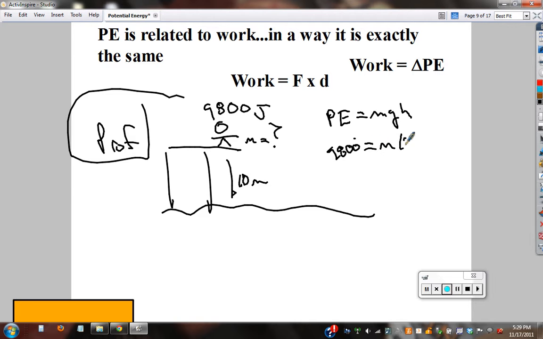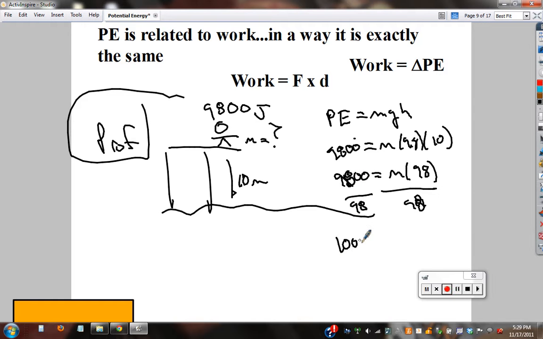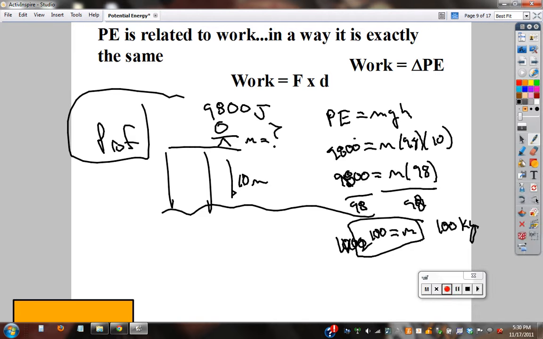9,800 equals mass times 9.8 times 10. 9,800 equals mass times 98. And then you divide and divide. 9,800 divided by 98 equals 100. 100 equals mass. 100 kilograms. Molto bene. Very good. That's our proficient. You do one.